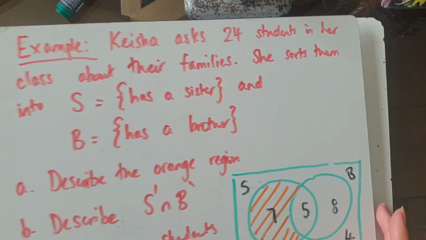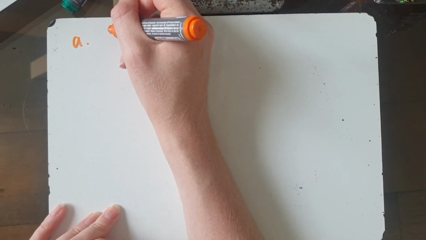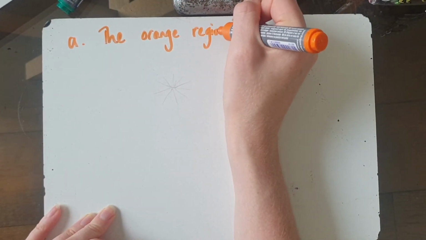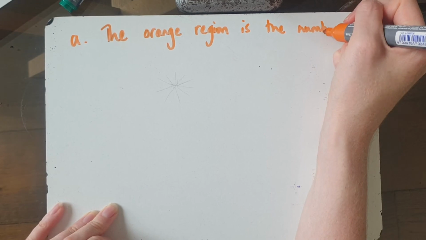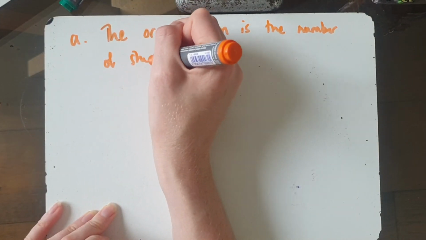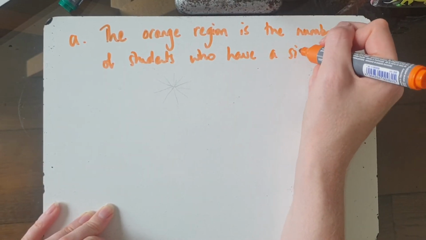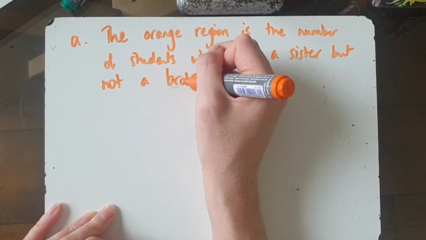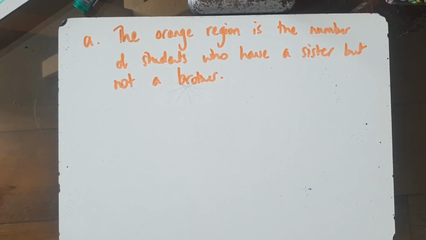So again, I'm going to move the board and we're going to write that down, and I'll bring the board back. So A, copying this down please, the orange region is the number of students who have a sister but not a brother. Pause and copy that down, and then I'm going to put the board back.